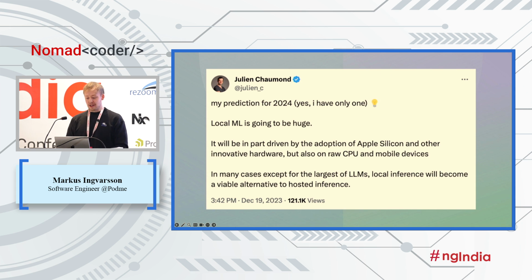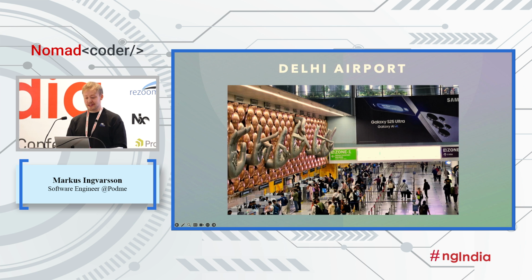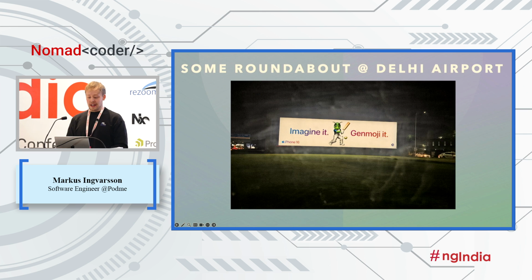And I began my talk by referencing a tweet from Julien Chaumond, the co-founder and CTO of Hugging Face. And in it, he said, "My prediction for 2024, yes, I have only one, local machine learning is gonna be huge." So, has client-side machine learning taken the world by storm? Well, it's hard to say, but it's definitely a trend that has been growing this last year. And it's something that has become more mainstream for sure.